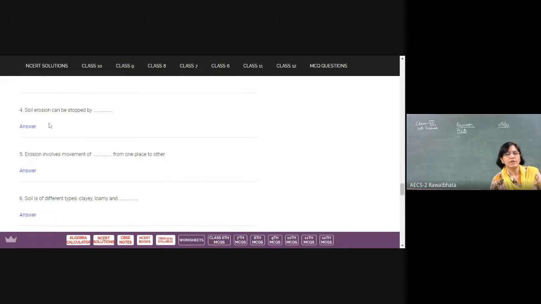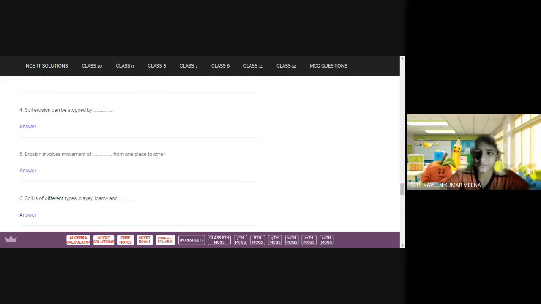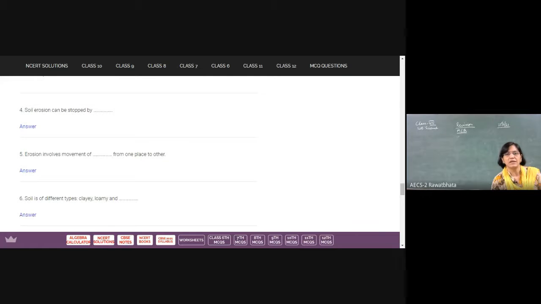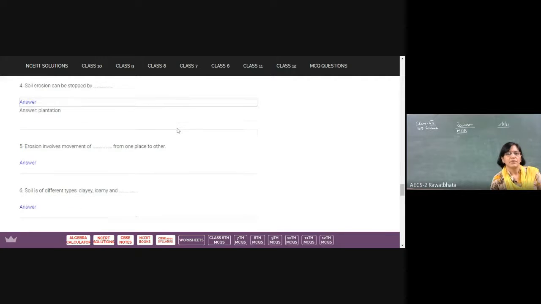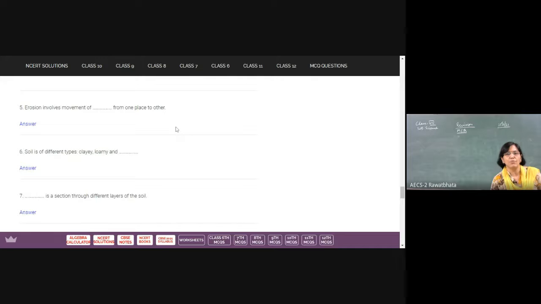Now, Naveen would like to answer this question. Soil erosion can be stopped by. How can we stop soil erosion? Planting trees. Planting trees means basically in an area is going to increase the humus level. Now, erosion involves movement of dash from one place to other.